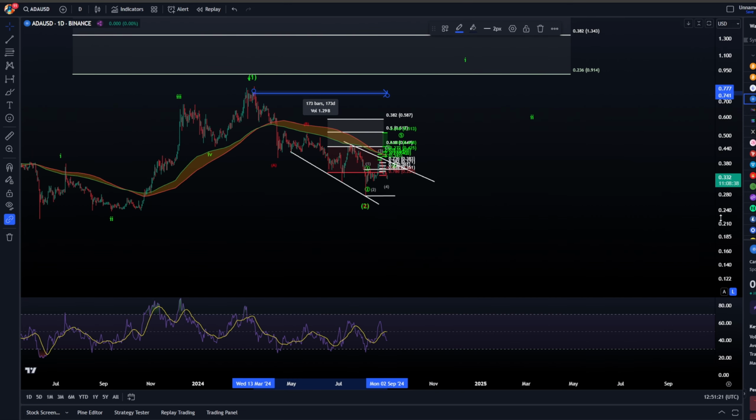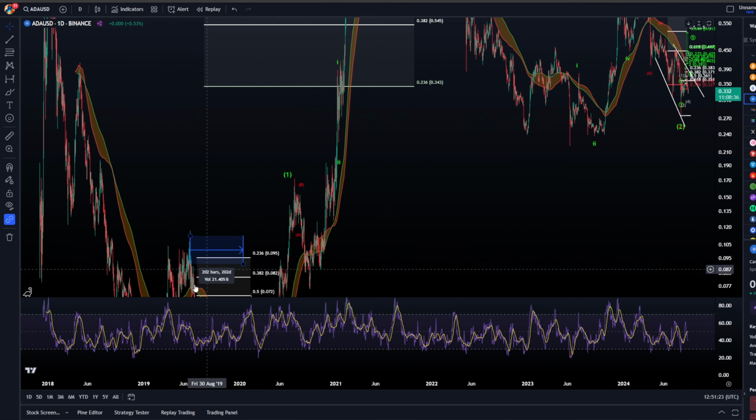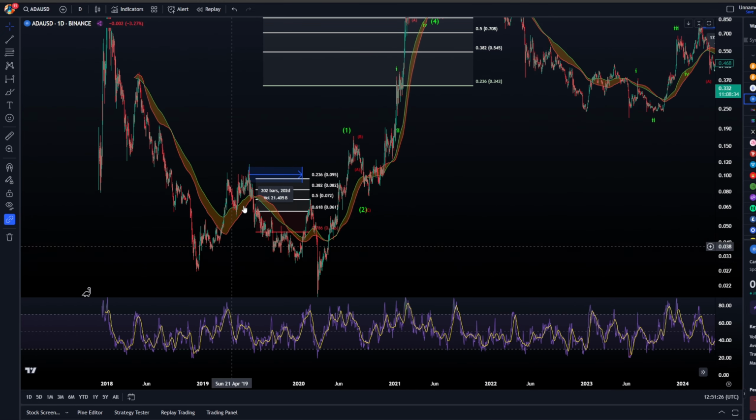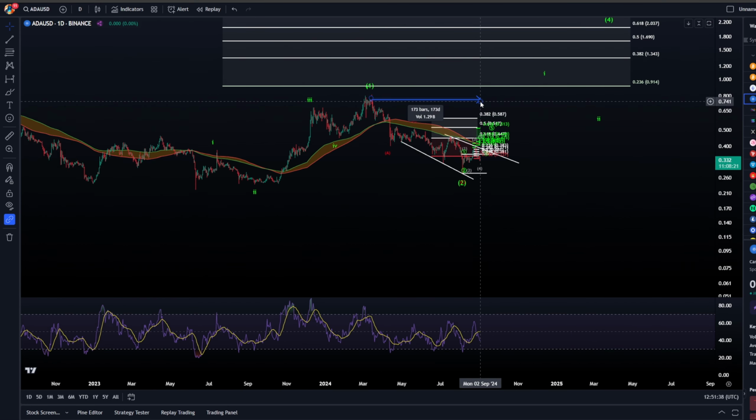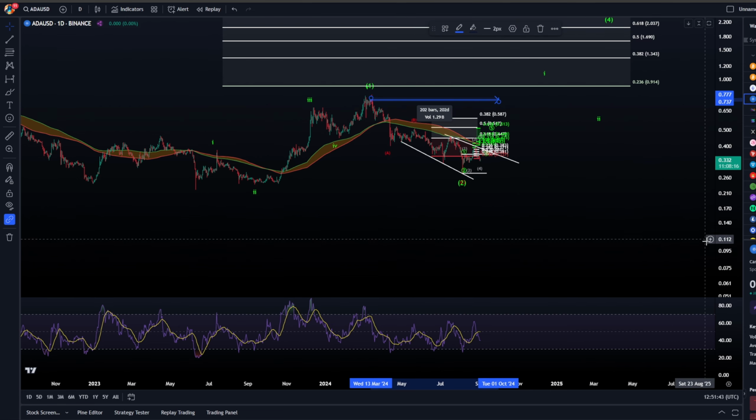And you know what's funny? If we want to repeat what happened here, we would have to continue the second wave for another month. And if we add 30 more days to this, that puts us in October of 2024.